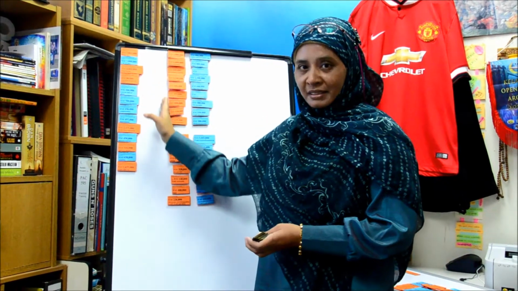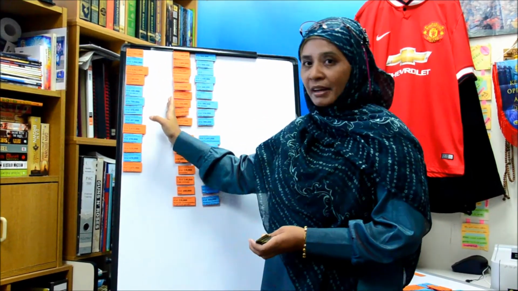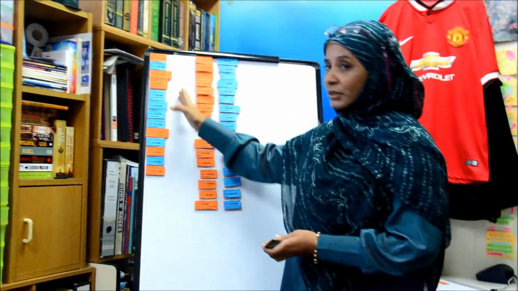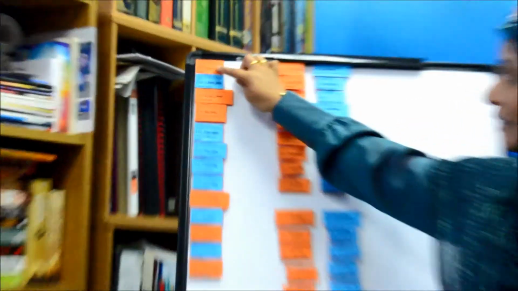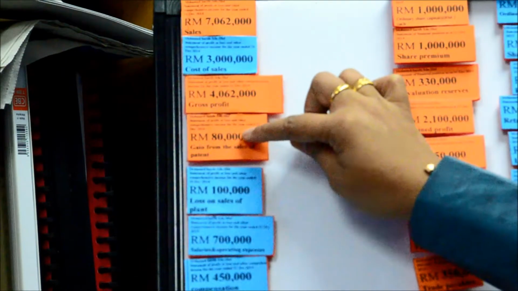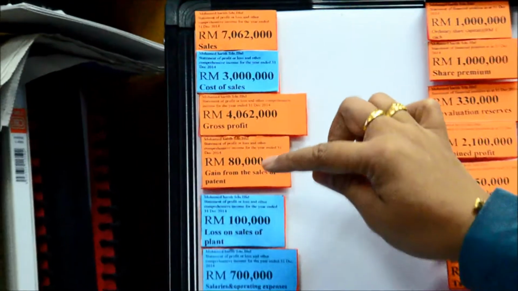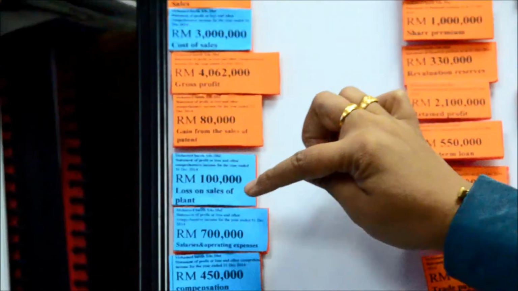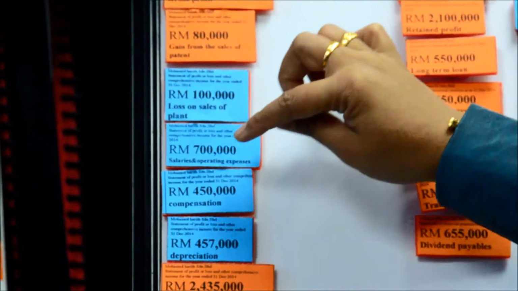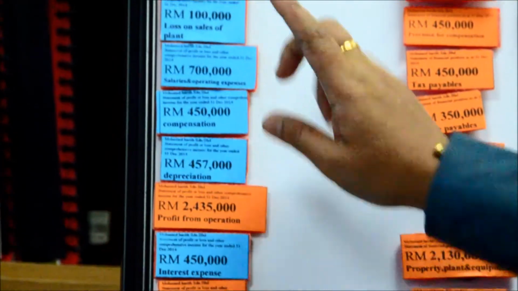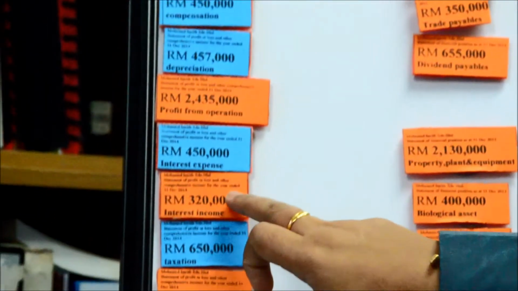profit or loss statement, normally prepared for the user of accounting, for the user of the report, which consists of sales, cost of sales, you have gross profit, gain from sales of patents, loss on selling plant, you have salaries and operating expenses, compensation, depreciation, profit from operation, interest expense, interest income, taxation, and profit after tax.